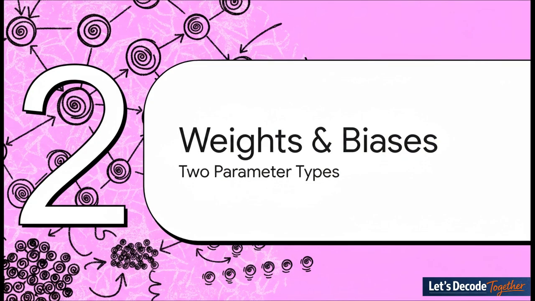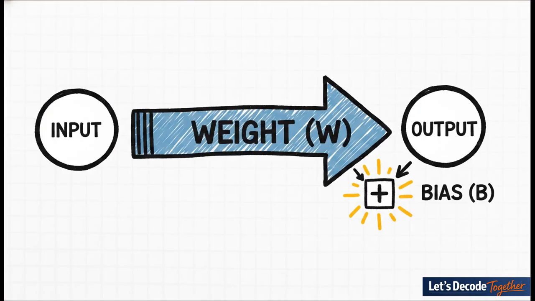Moving on to Section 2, Weights and Biases Explained. These are the two fundamental parameter types. Okay, so if we zoom way in and look inside almost any neural network layer, we're going to find two fundamental types of parameters, weights and biases. Weights, which are usually represented by a little w, act as the connection strength between neurons. They literally multiply the incoming values.